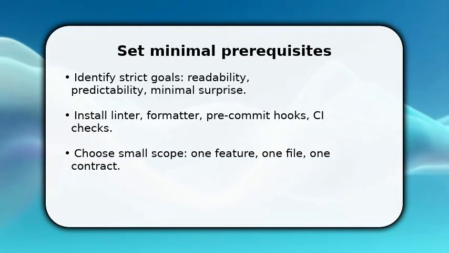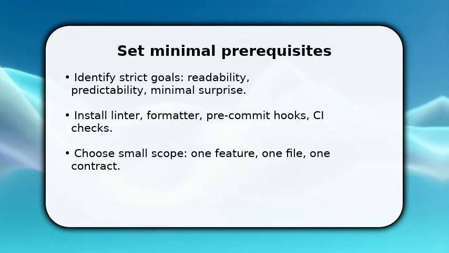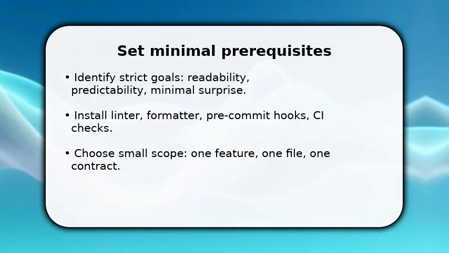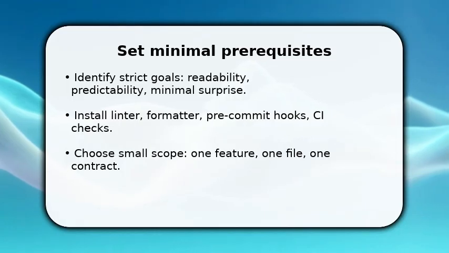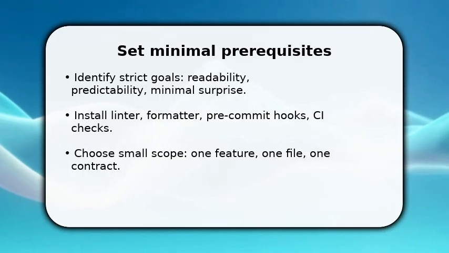You start by making the constraints explicit. Define readability, predictability, and minimal surprise as your goals. Once done, install a linter, formatter, and pre-commit hook so style becomes automatic. Make sure to limit scope to a single feature, file, or contract to avoid emergent behavior.